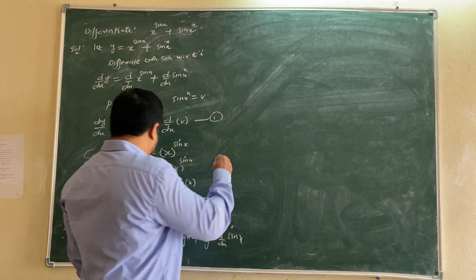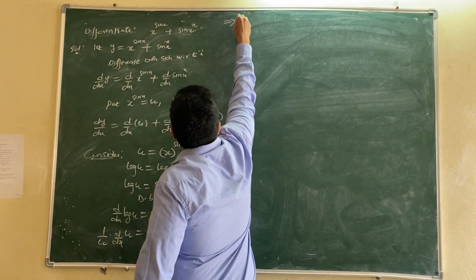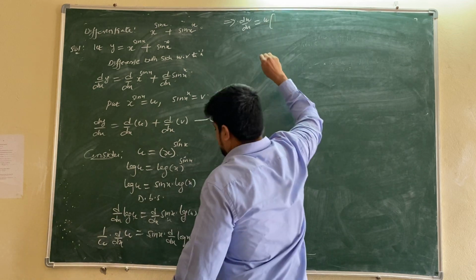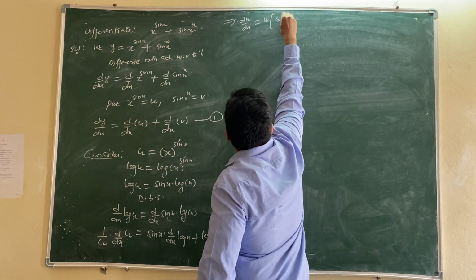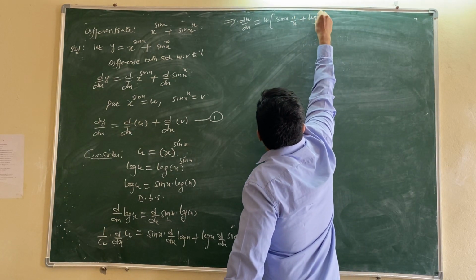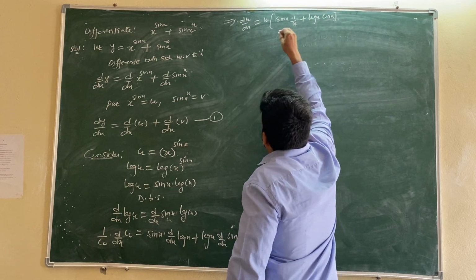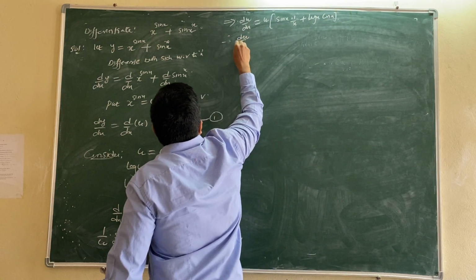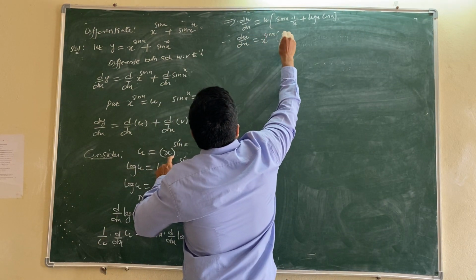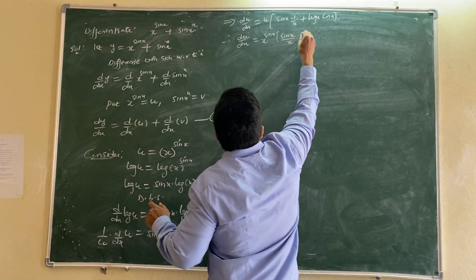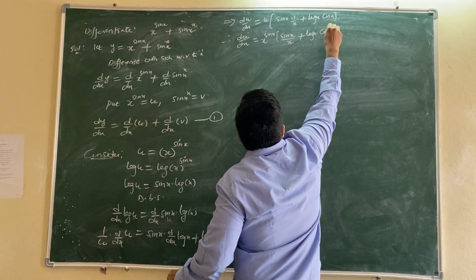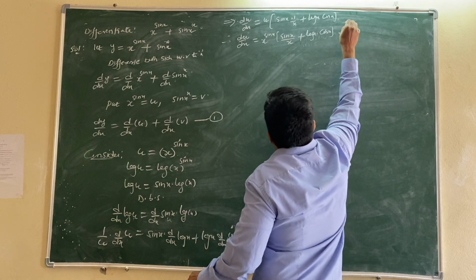So 1 by u is cross multiplied, du by dx equals u into sin x into 1 by x plus log x into cos x. So at the end what will we do? Du by dx answer is u. U is how much? X power sin x into sin x by x plus log x cos x. This is our equation number 2.